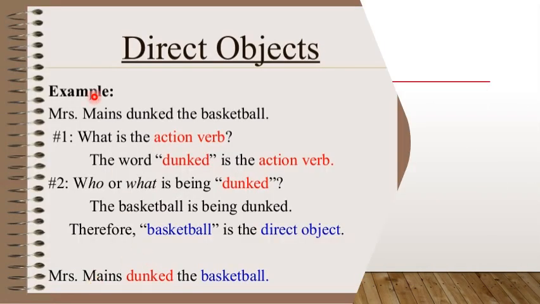Here are some examples. Mrs. Maines dunked the basketball. So the first thing you're going to do is to look for the verb. Where is the verb here? Dunked. Then you're going to ask yourself, who or what is being dunked? The basketball is being dunked. Therefore, basketball is the direct object.